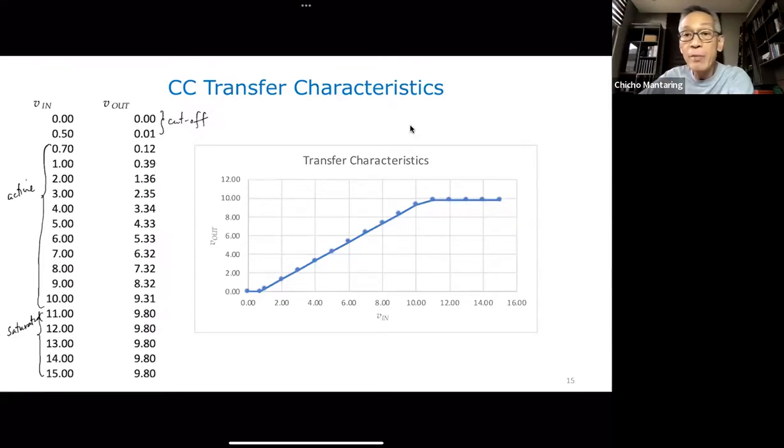Can somebody tell me, just by inspection, what the gain is in active mode? What is the gain in active mode? Anyone? Just by taking a look at the numbers, what does the gain seem to be in active mode? So remember, this is my active mode.